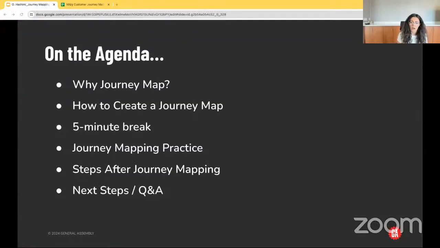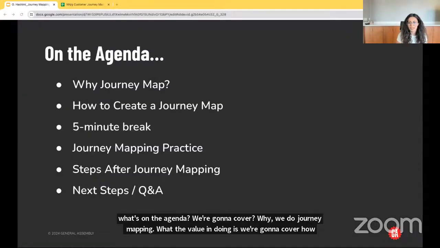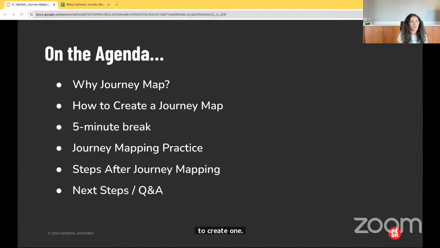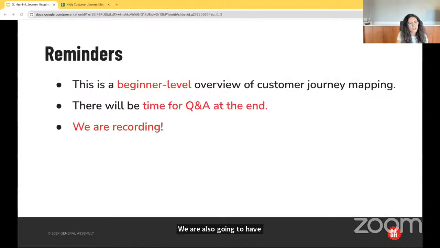Create one. We're going to have a 5-minute break, and then we are going to go over how to actually do a journey map using dummy data with actual scenarios and personas for you to choose from, and for you to plot those data points into the storyline. We are also going to have some time to cover any questions that you may have, as I mentioned earlier.